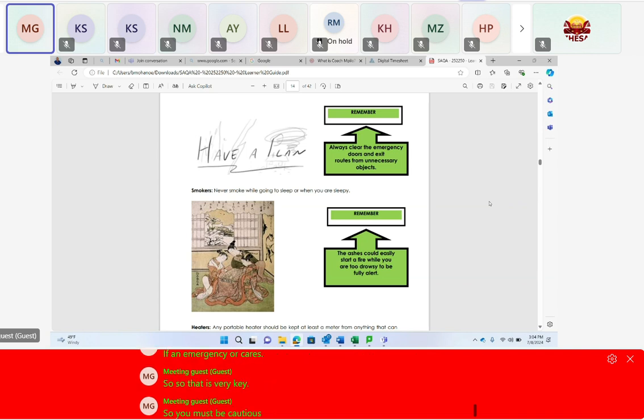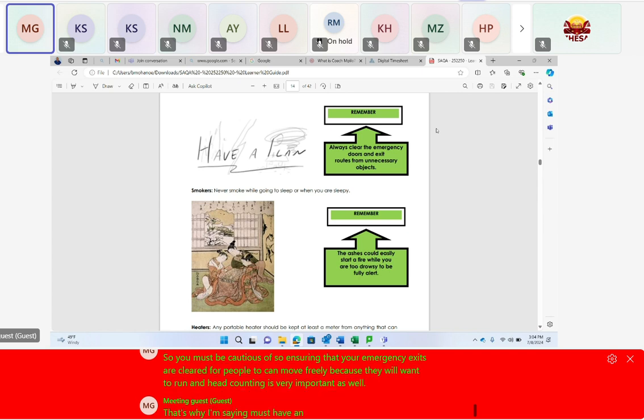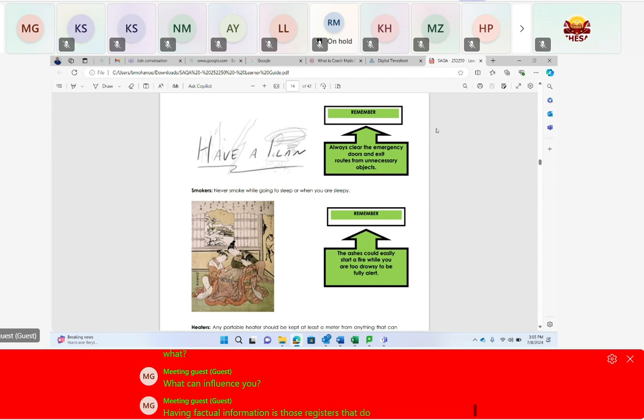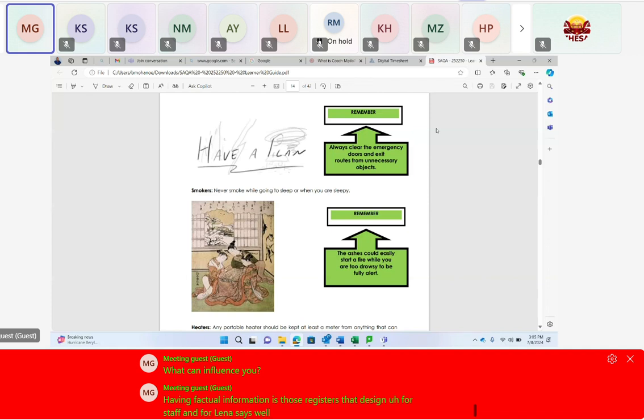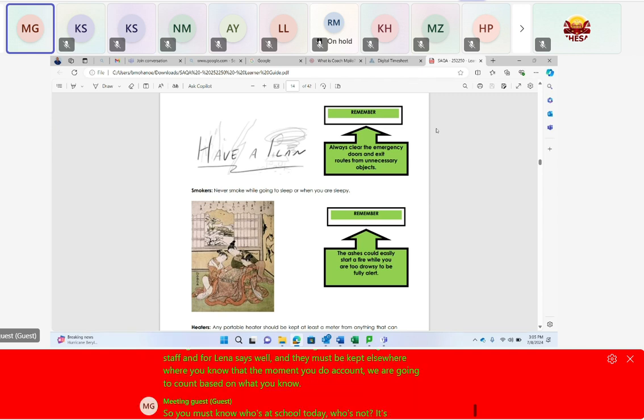You must be conscious of ensuring that your emergency exits are cleared for people to move freely because they will want to run. And head counting is very important as well. That's why I'm saying you must have an assembly point. What can give you factual information are those registers that you sign for staff and for learners as well. They must be kept where you know that the moment you do a head count, you are going to count based on what you know. So you must know who's at school today, who's not. It's a process that is necessary.